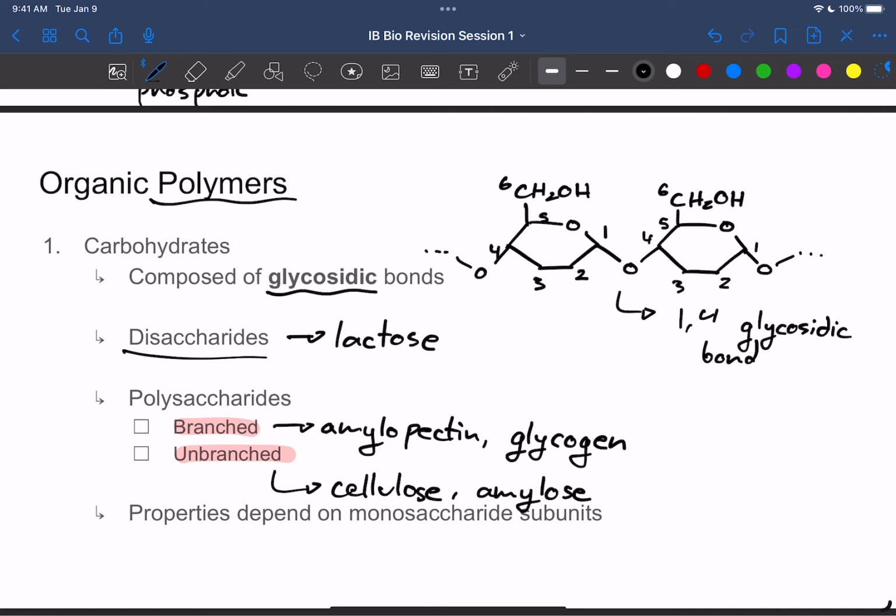And the properties depend on the monosaccharide subunits. Something like lactose is made of glucose and galactose, which are both monosaccharides. And if it was something like glucose and glucose, it would make maltose. So different combinations make different functioning carbohydrates.